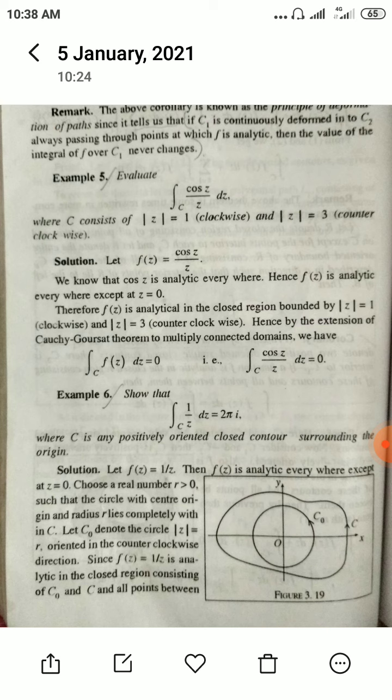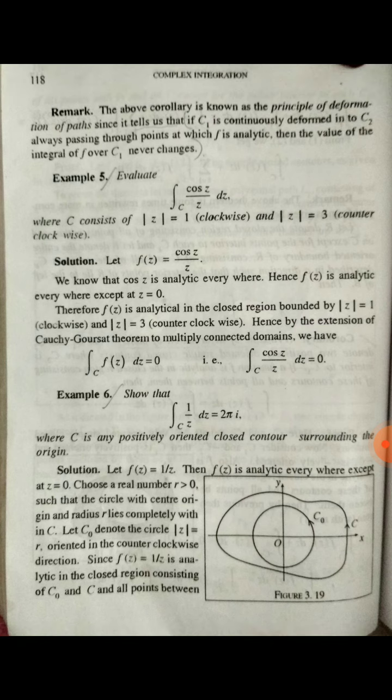So 1 by z, we know that z is equal to 0 is the only point except which f of z is analytic. So what we do is we will draw a familiar circle or a familiar contour which is easy to parameterize, and using deformation of path, integral over c f z dz will be same as integral over that curve. So here we are choosing a real number r naught such that it's a circle. C naught is a circle.